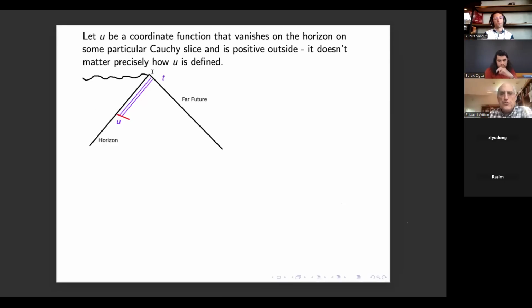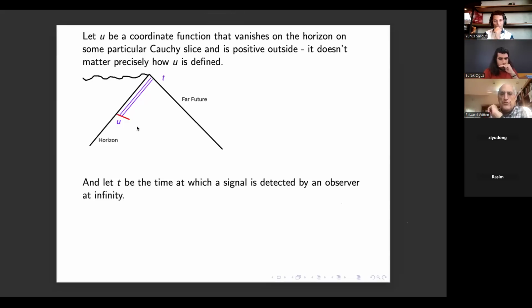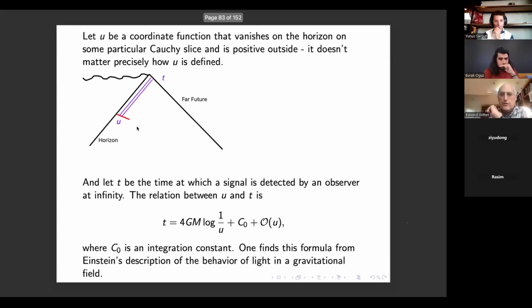And we're going to measure at time t what's coming out of the black hole, and whatever comes out got out at the speed of light from very close to the horizon. So we want to know the relationship between t, the time at which the signal gets out, and u, the distance from the horizon at which it started. So t will be the time at which a signal is detected by an observer at infinity. And the relation between u and t involves a logarithm. T is 4GM times the log of 1 over u, plus a constant, plus a correction of order u and higher orders. You find this formula from solving the geodesic equation for an outgoing null geodesic, or in other words, from Einstein's description of the behavior of light in a gravitational field.